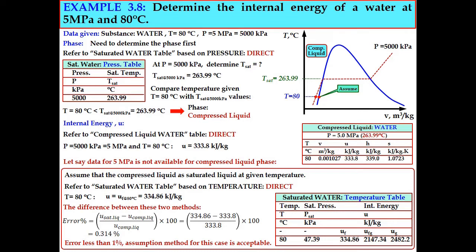Okay, so in case the temperature is not 80 degrees Celsius, you probably need to make an interpolation instead of using direct data obtained from the table. Now, this is the summary of the different types of property tables that we have learned before.